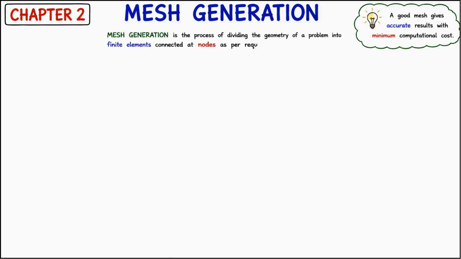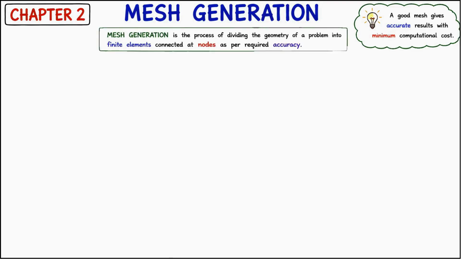This brings us to mesh generation. Mesh generation is the process of dividing the geometry into finite elements connected at nodes. The objective is very simple: create a mesh that provides accurate results with minimum computational effort. Let's first compare 3 different meshes. The first is a coarse mesh. Here, only a few large elements are used.